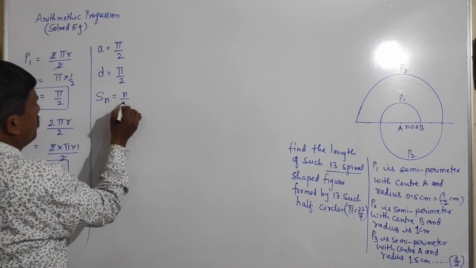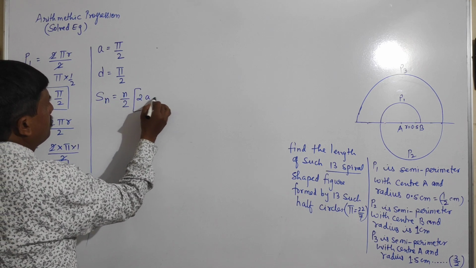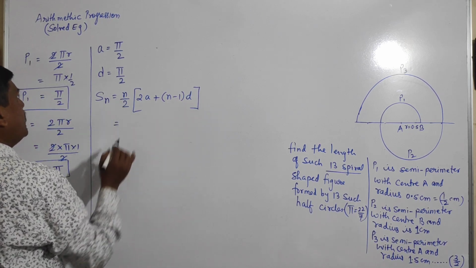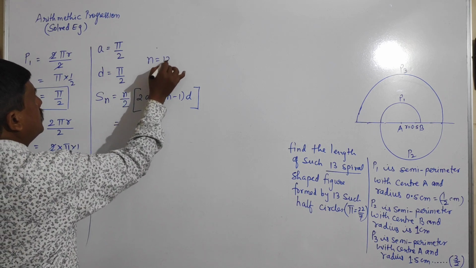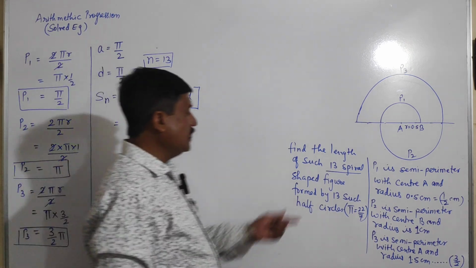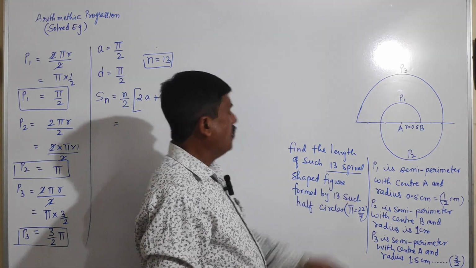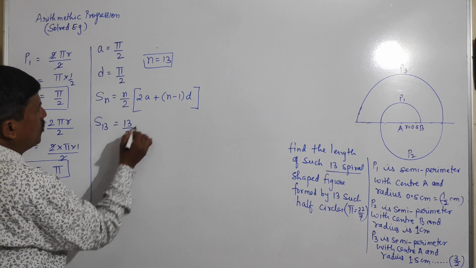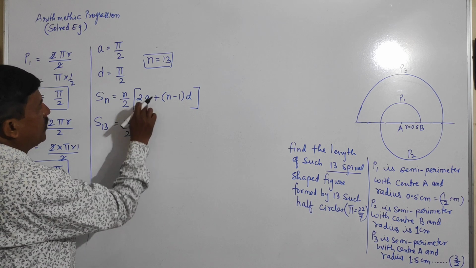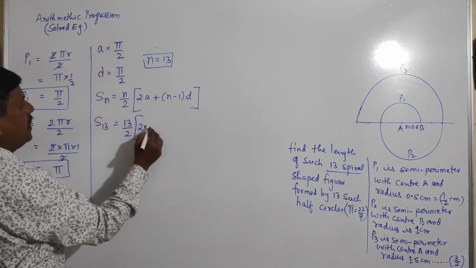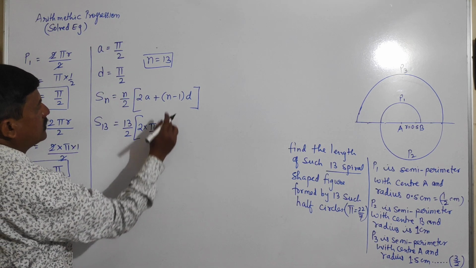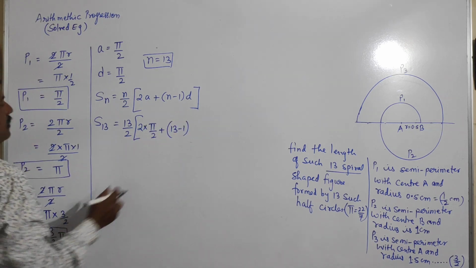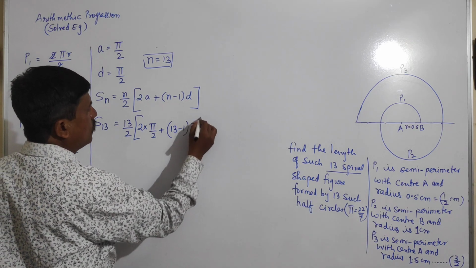Sn is equal to n upon 2 bracket 2a plus n minus 1 d. What is the value of n? The value of n is 13. Why 13? Because in the question it is said 13 spiral. So S13 is equal to 13 upon 2 bracket 2a. What is the value of a? Pi by 2. Plus n, 13 minus 1. What is the value of d? Pi by 2.